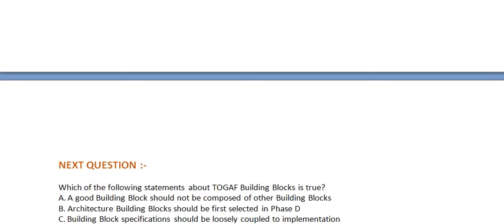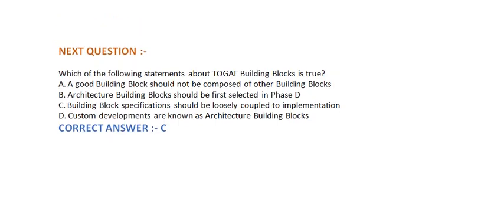Now moving to next question. Which of the following statements about TOGAF building block is true? Option A, a good building block should not be composed of other building blocks. Option B, architecture building blocks should be first selected in phase D. Option C, building block specifications should be loosely coupled to implementation. And option D, custom developments are known as architecture building blocks. The correct answer is option C.